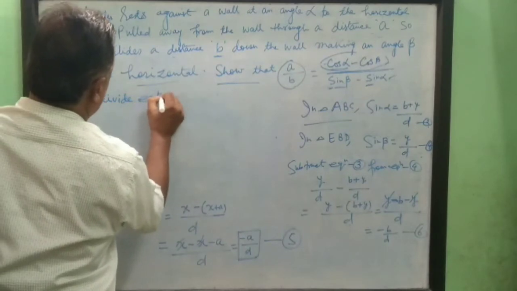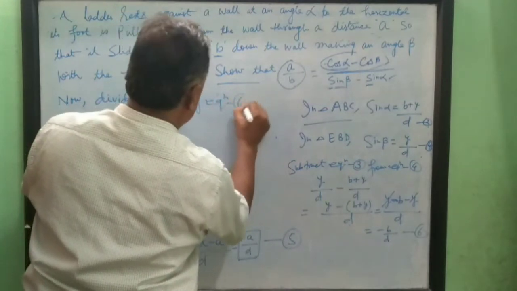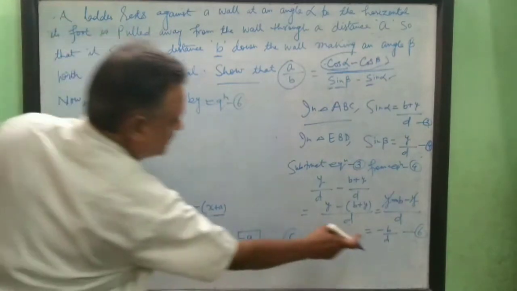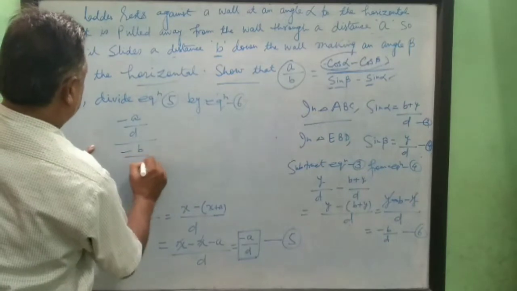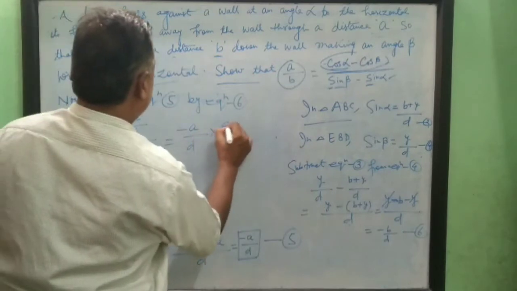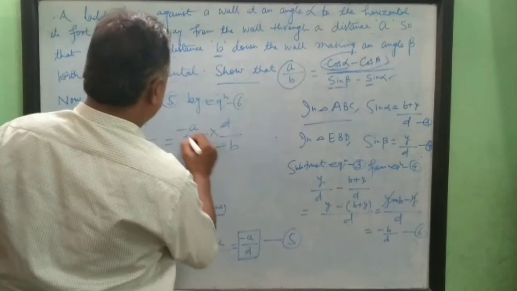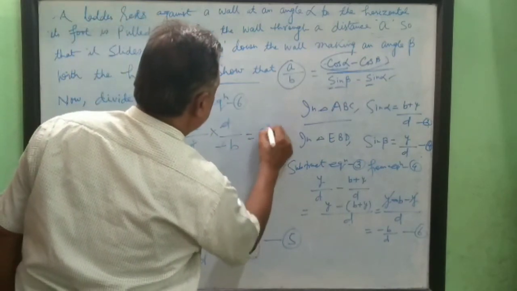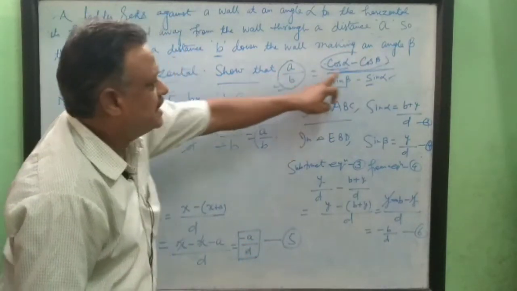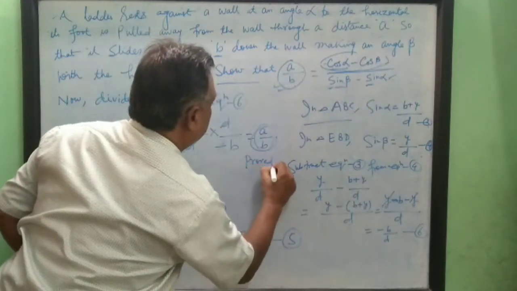Now divide equation 5 by equation 6. So this is minus A by D divided by minus B by D. So finally it will be minus A by D into D by minus B. So D and D cancel, both negatives cancel, equal to A by B. So we have proved cos alpha minus cos beta divided by sin beta minus sin alpha is equal to A by B. Note down.